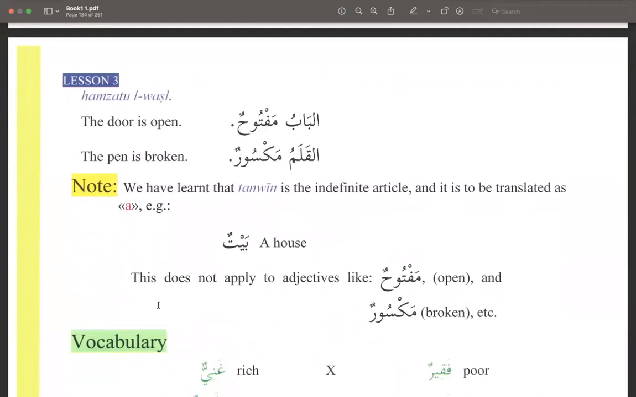That's very simple. This does not apply to adjectives like maftuhun, open, and maksurun, broken, because these are adjectives. You're not going to say a broken or a open. It doesn't make sense. So rather you're going to use the word a for nouns.